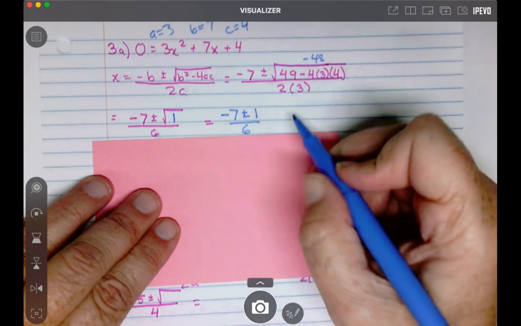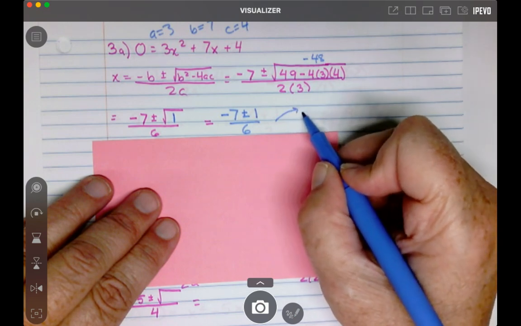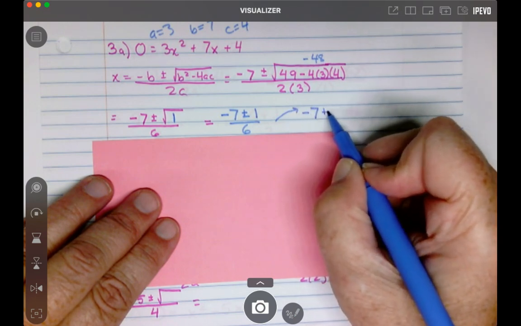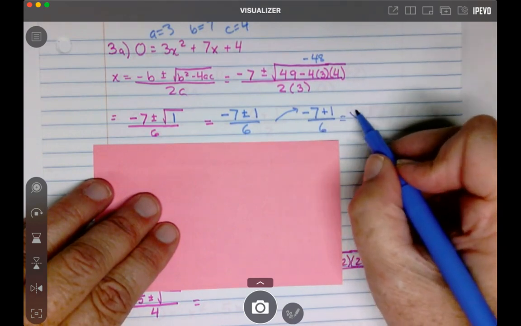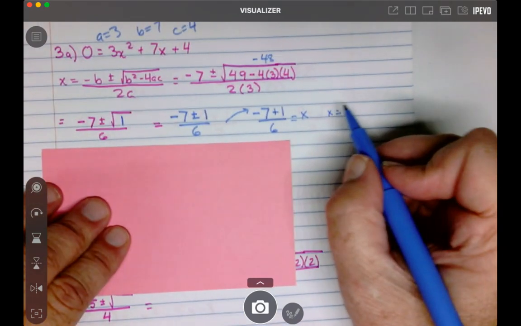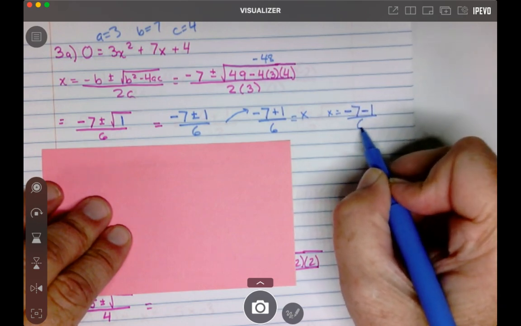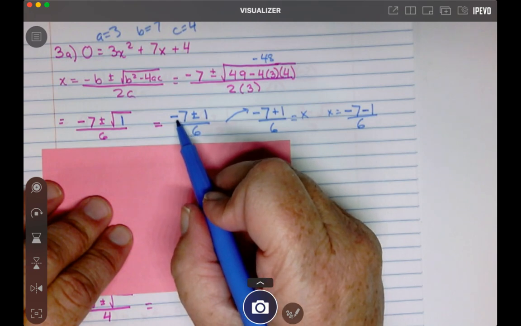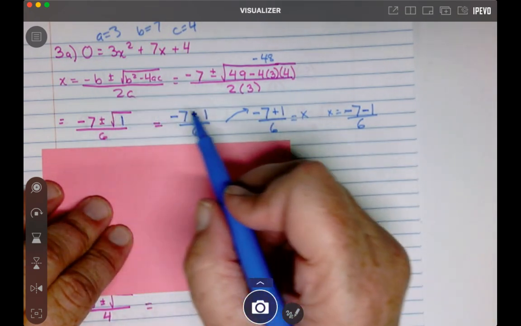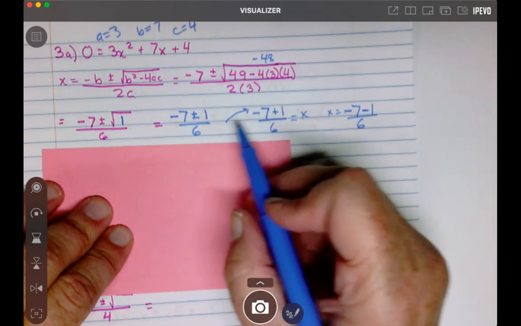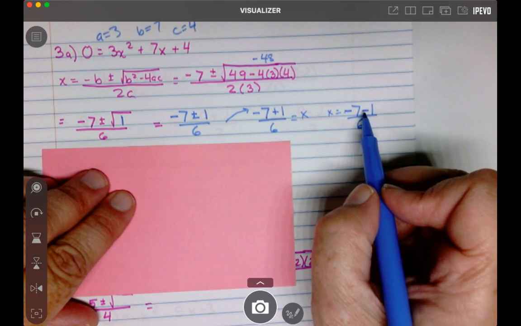Still not done. I have two solutions happening now. One of them is negative 7 plus 1 over 6. That's going to equal x. And the other one is negative 7 minus 1 over 6. Now notice the negative 7 never changes. This whole time we kept a negative 7. The plus and minus only affects the number under the root sign.